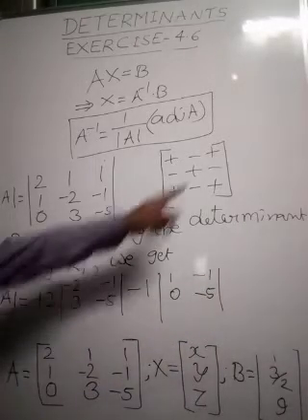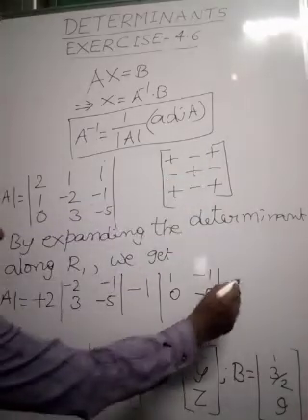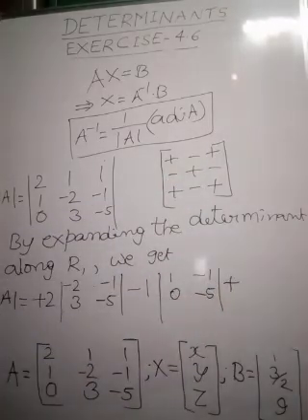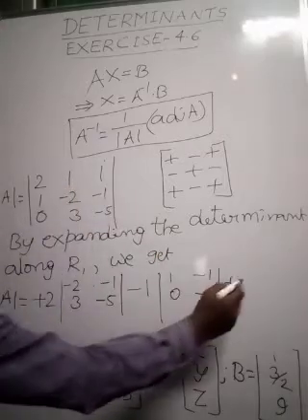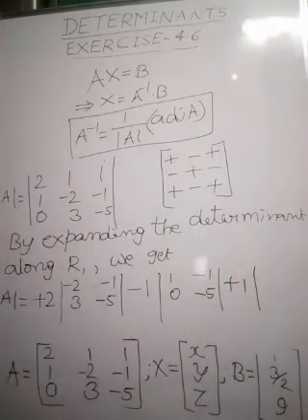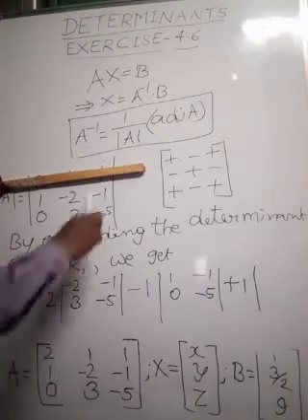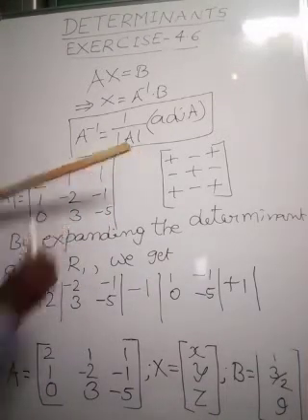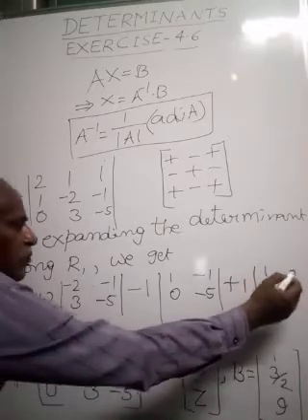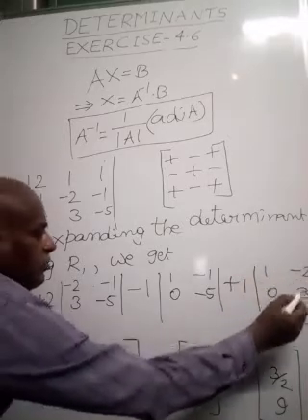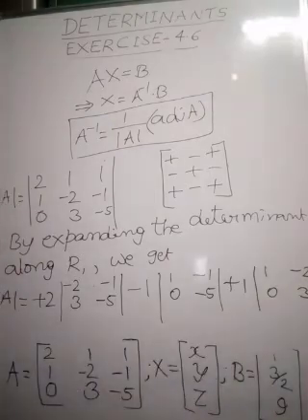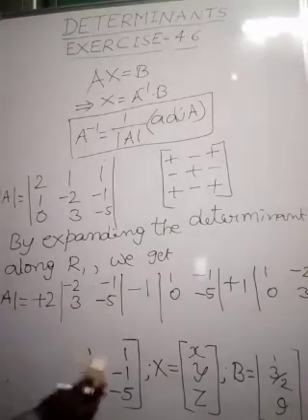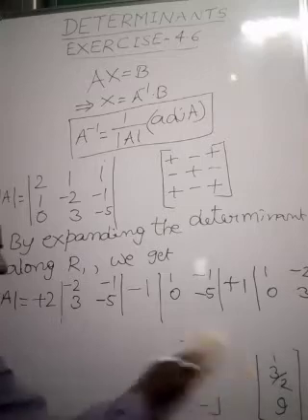Now come to the sign. What is the sign here? Plus. For the third term, keep the plus sign. What is the third element here? 1. 1 into, again close this first row and the first column. What are the elements you get here? 1, minus 2, 0, 3. This is the third term. Understood, my children? This is how to get the determinant of a 3 by 3 square matrix.